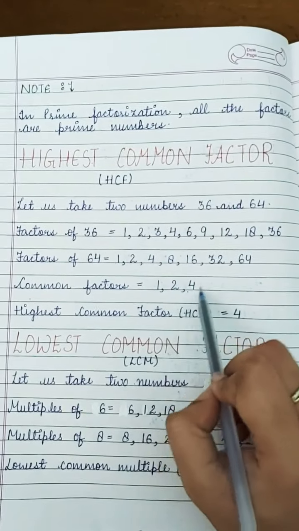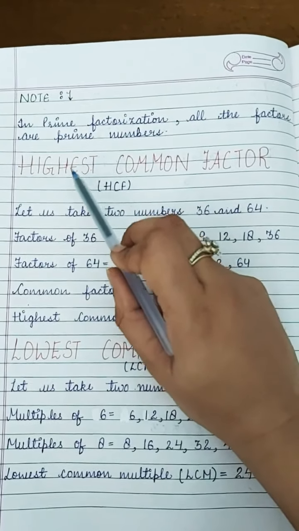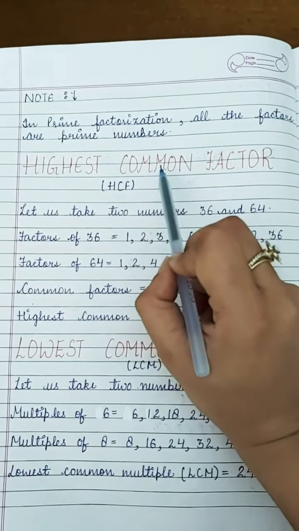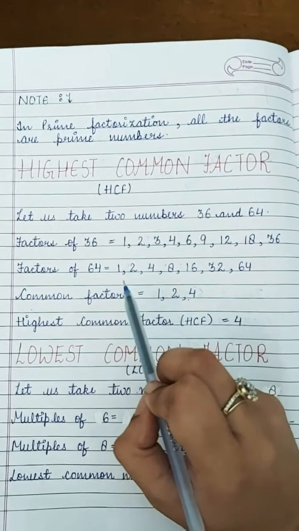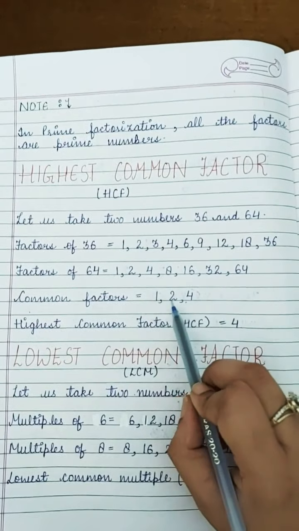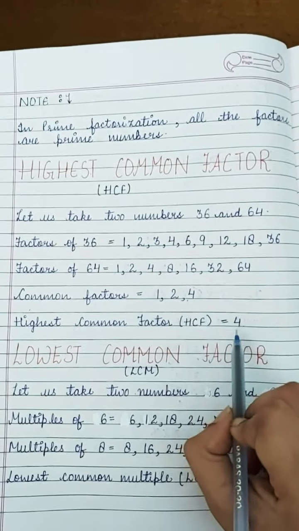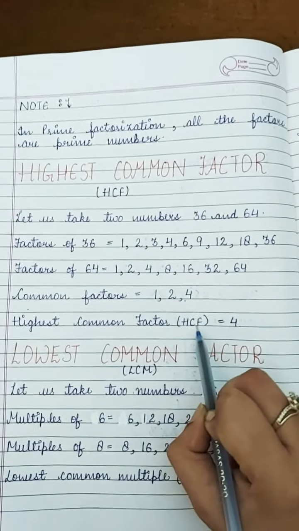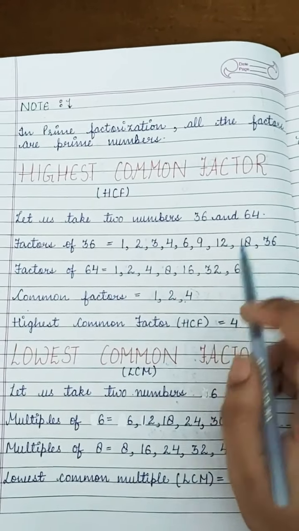Now, among these common factors, what does HCF stand for? Highest common factor. First of all, I have taken the common factors and then the highest common factor. Sabse bada. So, among 1, 2 and 4, which is the highest common factor? 4. So, the HCF of 36 and 64 is 4.